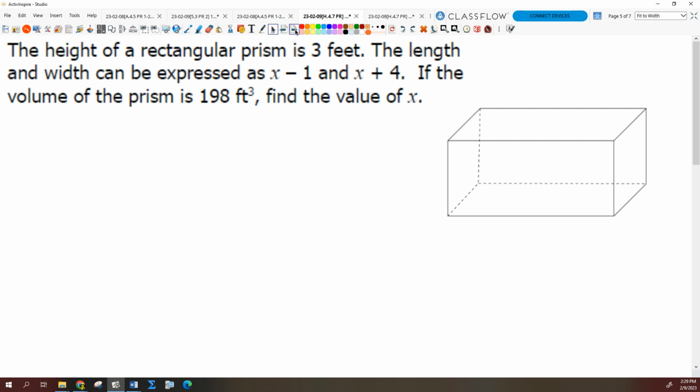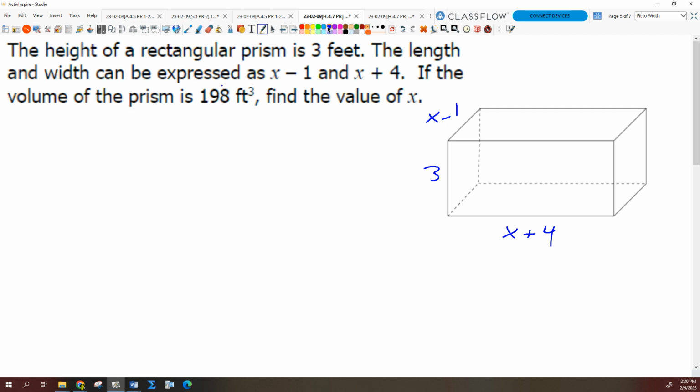The height of a rectangular prism is 3 feet. So I could make that 3. Everybody agree? That's the height. The length and width can be expressed as x minus 1 and x plus 4. So what's that mean? So like that dimension and that dimension? Okay. So we could make that x minus 1 and that x plus 4.